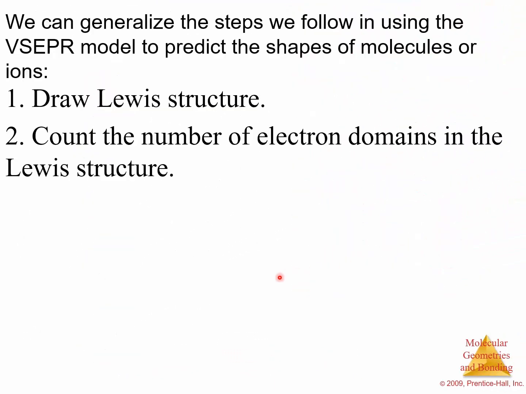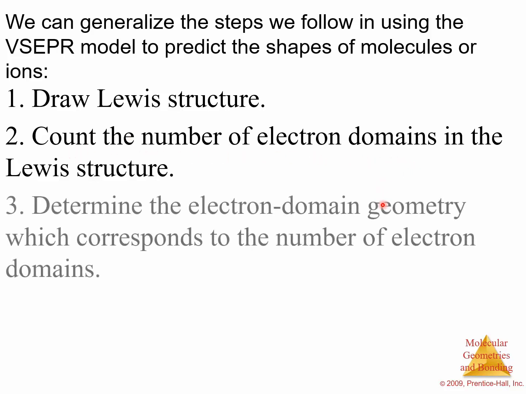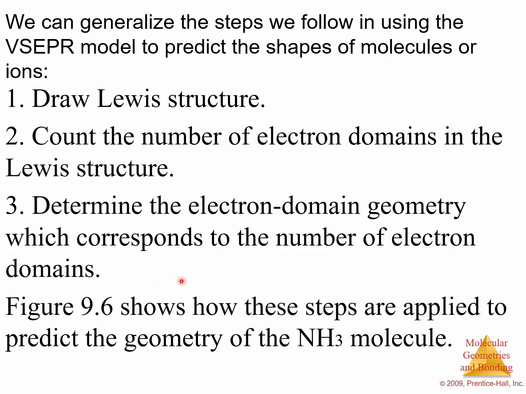So we can generalize the steps we follow in using the VSEPR model to predict the shapes of molecules or ions. Then, what is the first step? Draw the Lewis structure, as we learned in Chapter 8. Count the number of electron domains in the Lewis structure. Determine the electron domain geometry, which corresponds to the number of electron domains, and use the arrangement of the bonded atoms to determine the molecular geometry.